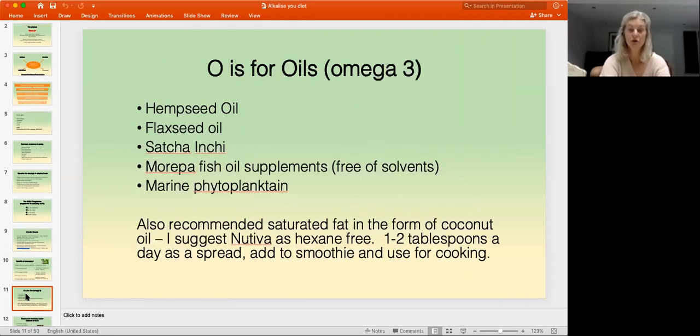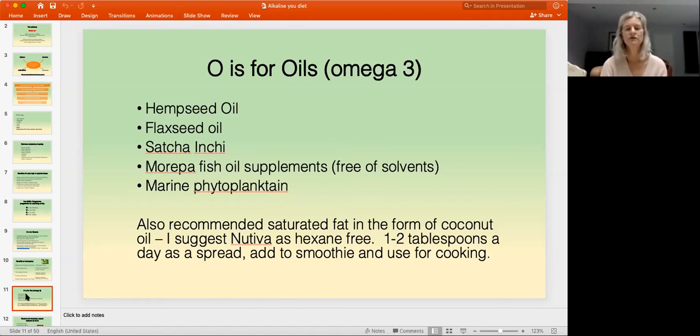Then we move on to oils. By oils, we're talking about our omega-3 and hemp seed oil, flaxseed, something called saccharinchi that people might not have heard of so much, and it is a little bit more expensive. They are full of our omega-3.